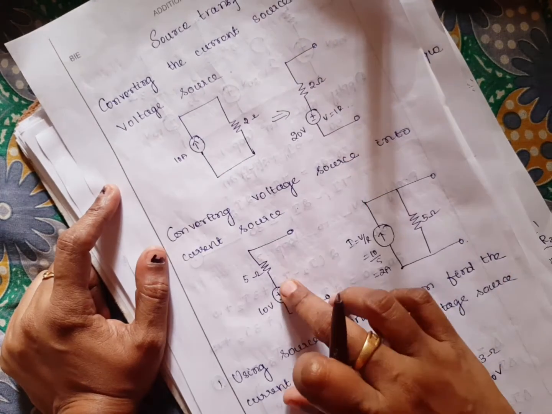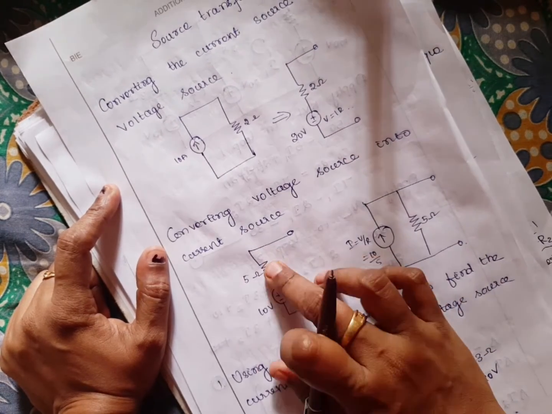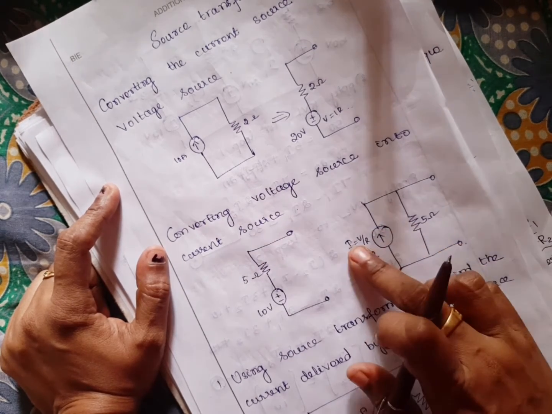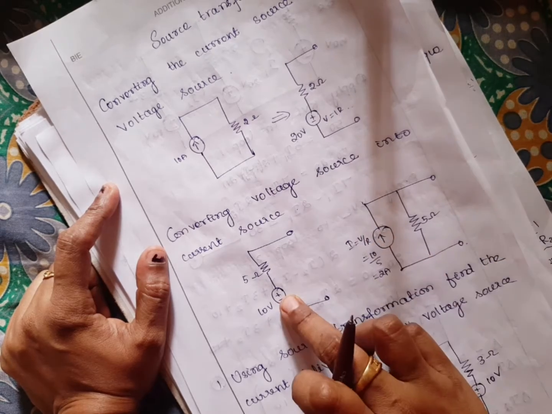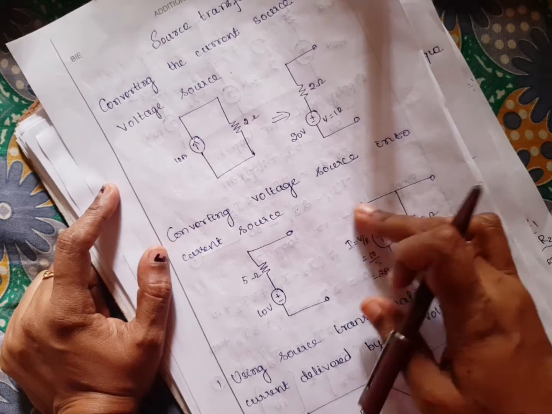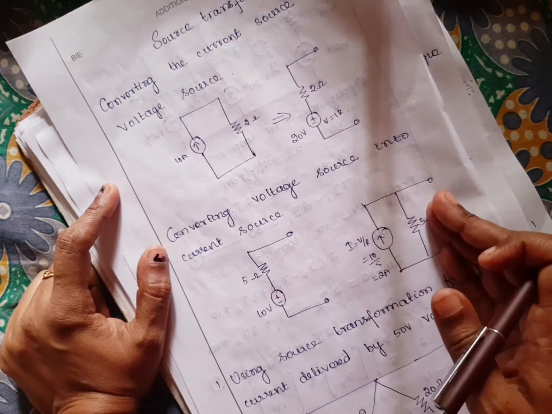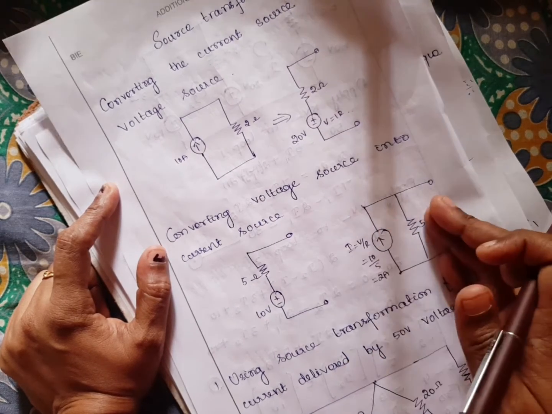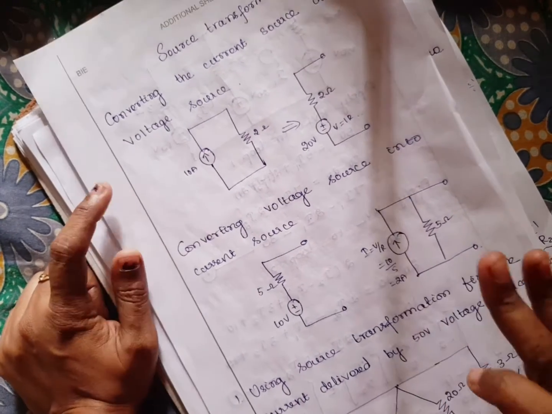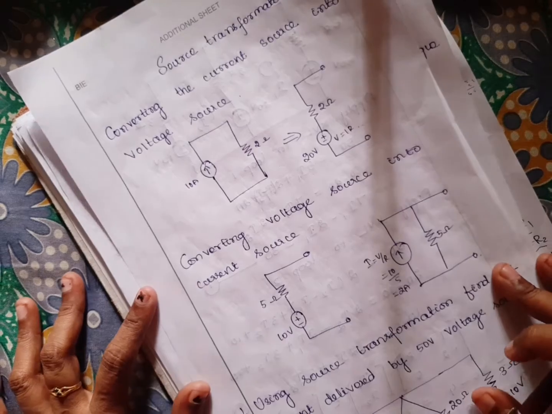And next, if one voltage source is series with the resistor 5 ohm, then you can convert to current source. What is the current value? V by R. So here what is the voltage? 10 by 5 is 2 ampere. So the current source should be parallel to the resistance, so we can draw this 5 ohm resistor in parallel. So it is the concept behind the source transformation.